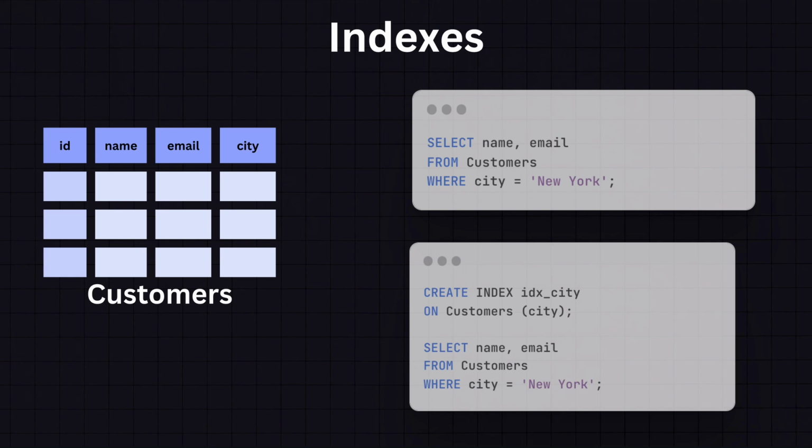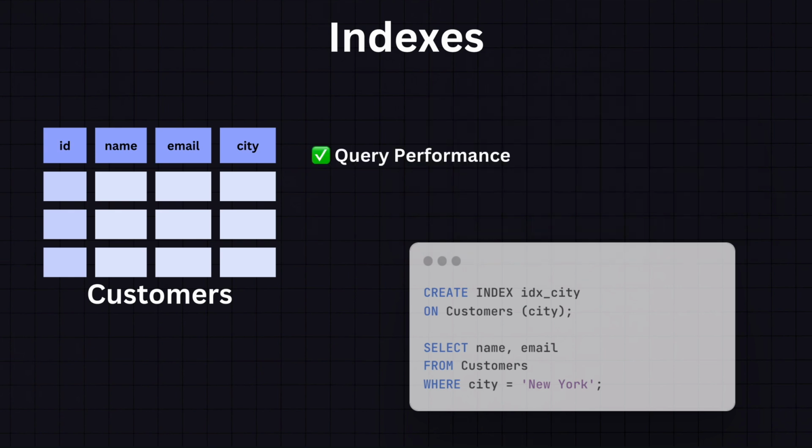On the other hand, if we create an index on the city column and then the same query is executed, the database now uses the index to quickly find all customers in New York without scanning the entire table. And the difference in performance will be noticeable with large datasets. For small tables, the impact might be very tiny or even negative due to the overhead of maintaining the index. So indexes are improving the query performance.